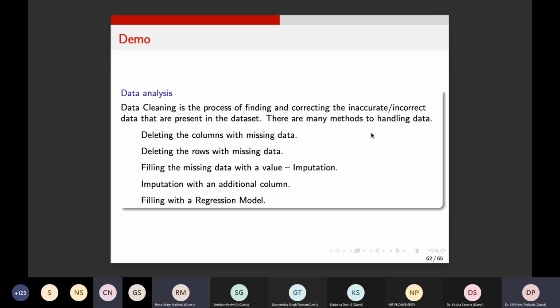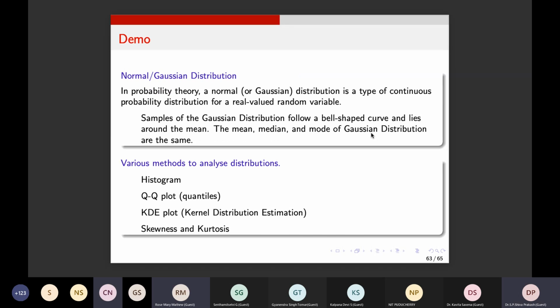Okay. And also we try to use the normal Gaussian distribution, right? In probability theory, it's a type of continuous probability distribution for real-valued random variables. Generally it's a bell-shaped curve which lies around the mean. The mean, median, and mode of a Gaussian distribution are the same, right? And other methods to analyze distributions are histogram, QQ plots, KD plots, and skewness and kurtosis, right?